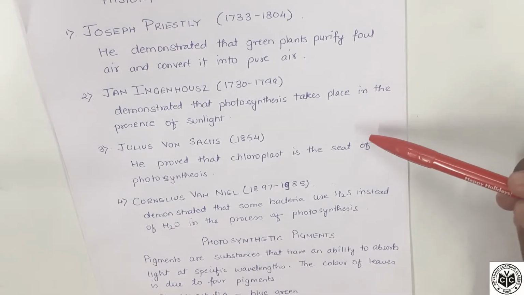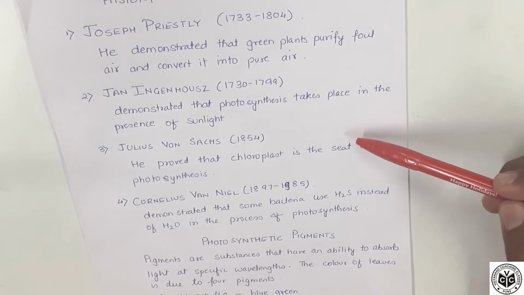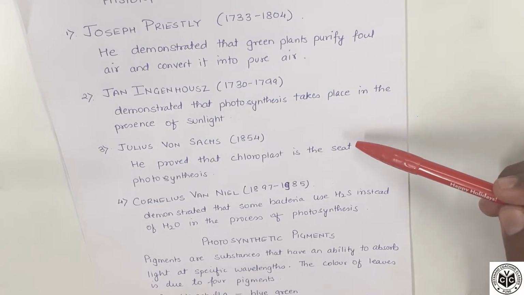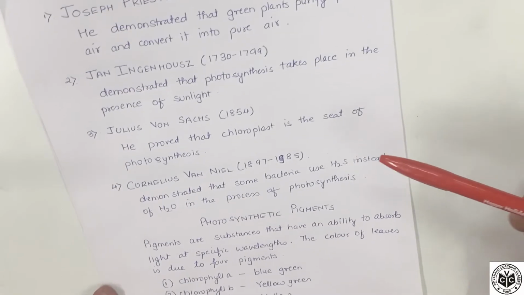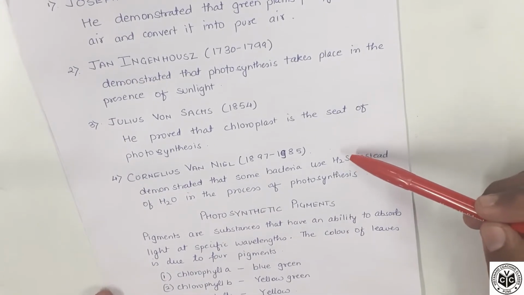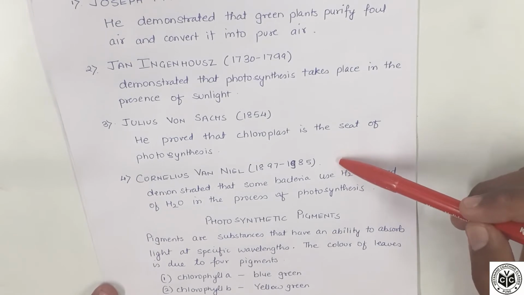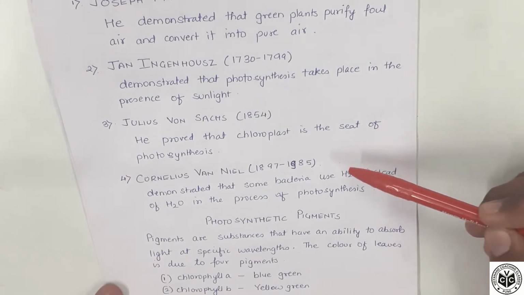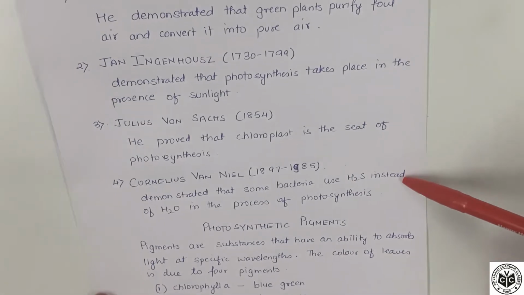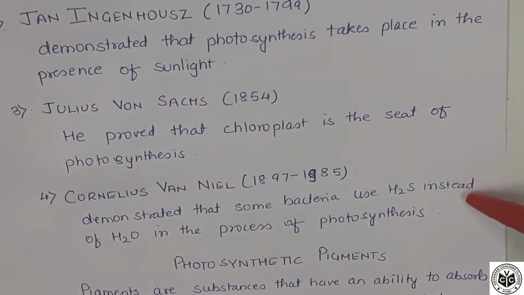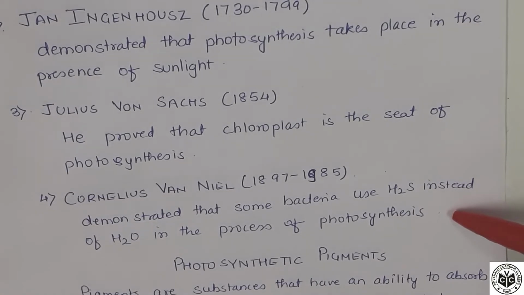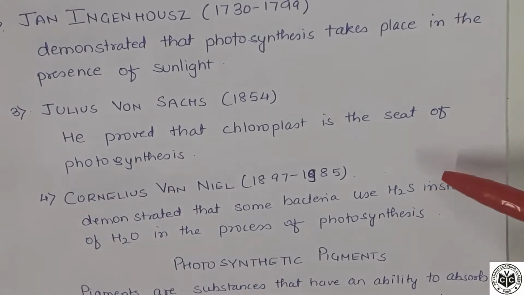The third scientist is Julius von Sachs. He proved that chloroplast is the seat of photosynthesis, which means photosynthesis takes place in chloroplast with the help of sunlight and chlorophyll. Now the fourth scientist is Cornelius van Niel. He demonstrated that some bacteria use H2S, that is hydrogen sulfide, instead of H2O in the process of photosynthesis. So this was regarding a few scientists.